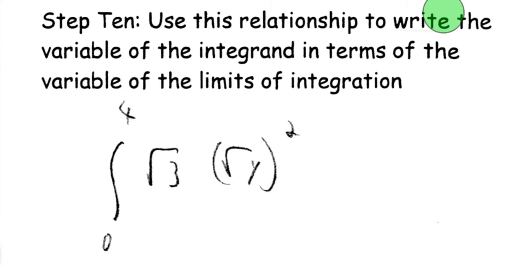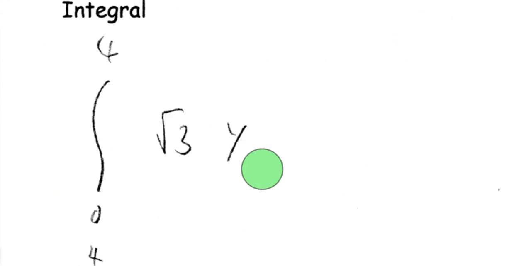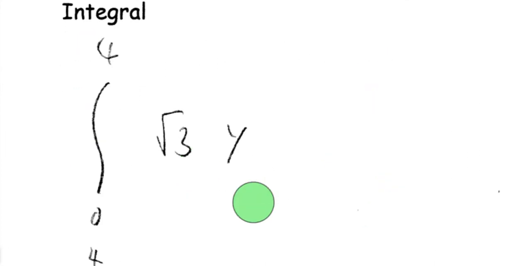Step 10 is going to use the relationship to write the variable of the integrand in terms of the variable of the limits of integration. So that x will become square root of y. You notice I did forget something here. Don't forget your dy. That's because, again, these limits are in terms of y. So now that everything's in terms of y, we can go ahead and integrate. Square root of y squared is pretty cool, right? That just becomes y. So now we're just integrating square root of 3 y dy.